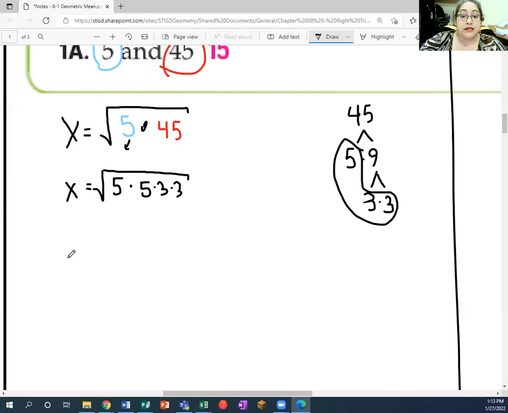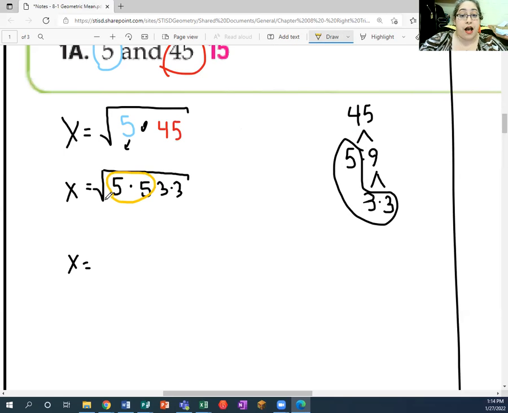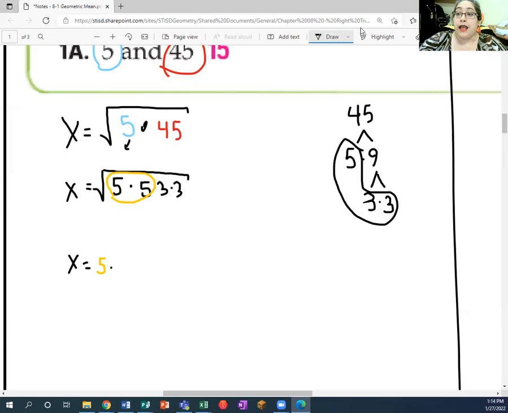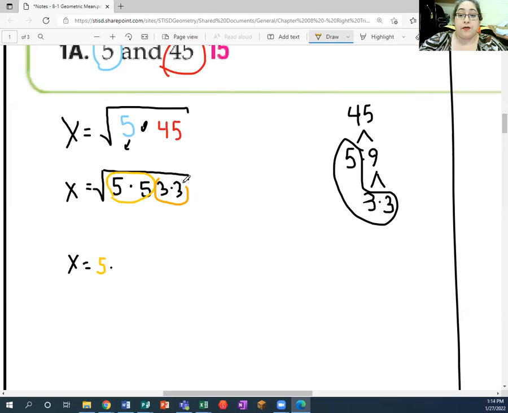Okay, now I'm going to look into my square root and I'm going to see everything that has a pair. So everything that I have 2 of. I have 2 5s, so I'm going to write a 5. I found a pair of 5s, and then I'm going to multiply. And then I'm going to look and see if I have any other pairs. Yep, I have a pair of 3s, so I'm going to write here a 3.